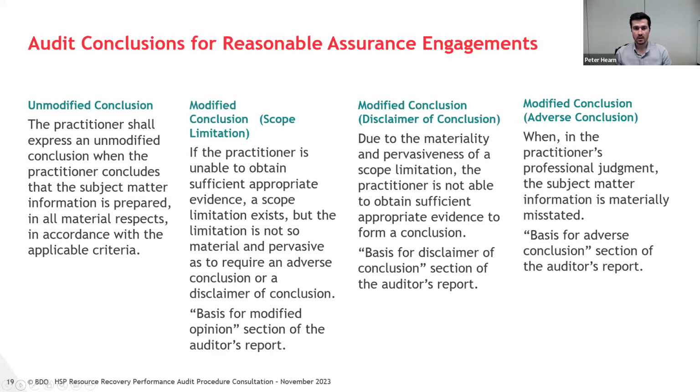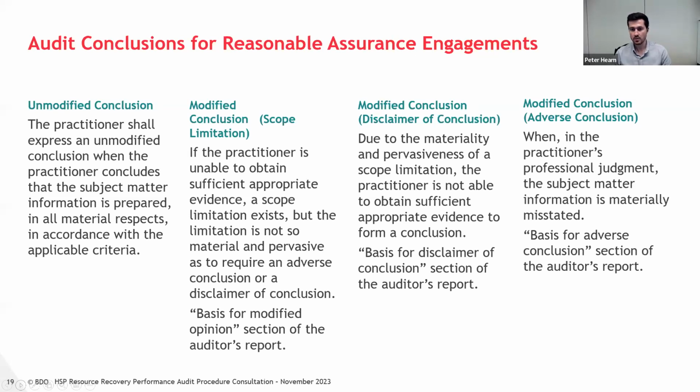So part of the rationale of splitting up primary and downstream processes is due to the audit conclusions that are available for a reasonable assurance engagement. The four here go from left to right of being the best possible outcome to the worst possible outcome. The best possible outcome is an unmodified conclusion, where the auditor will conclude that the subject matter has been prepared in all material respects in accordance with the applicable criteria. And this is what many people would call a clean audit opinion.